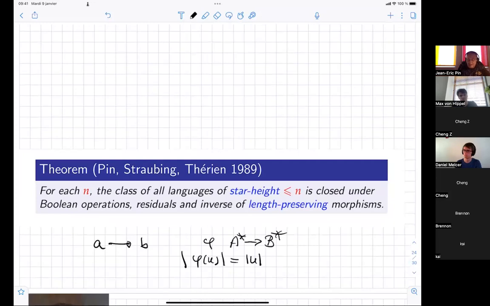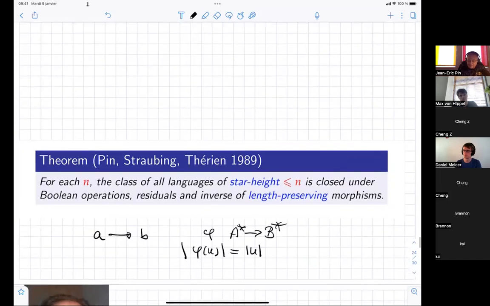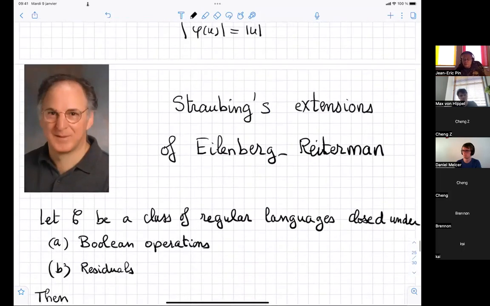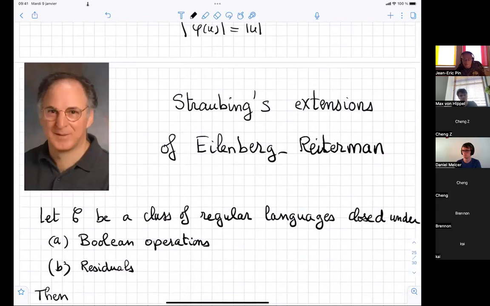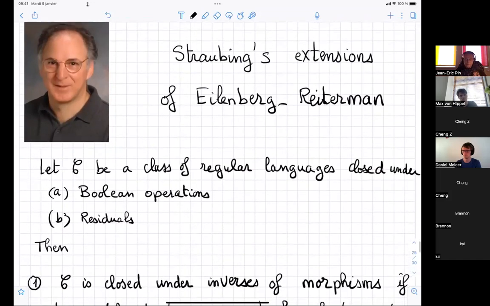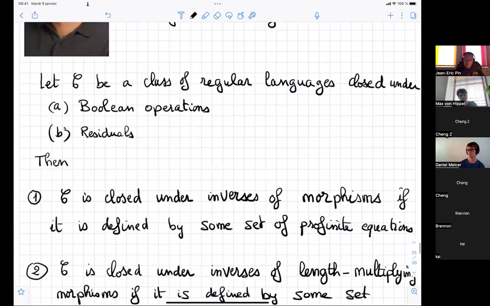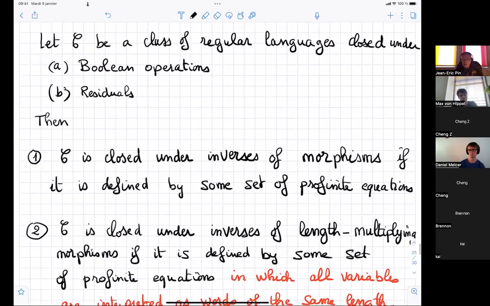But there is some hope. It turns out that Howard Straubing managed to prove an extension of Eilenberg-Reiterman theorem. So now you consider a class of regular languages which are closed under Boolean operations and residuals. If they are closed under inverses of morphism, then they are defined by some set of profinite equations. This is just Reiterman's theorem.